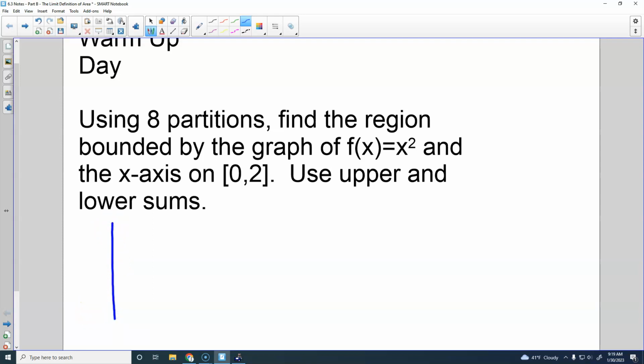For this, we've just got x squared. We're looking from 0 to 2. So right there would have a value of 4. And so if we're going from 0 to 2 and I have 8 partitions, what is the width of each one of my partitions? A quarter. All right, so I'm going to take 2, I'm dividing it by 8. That gives me a quarter. That is my width.